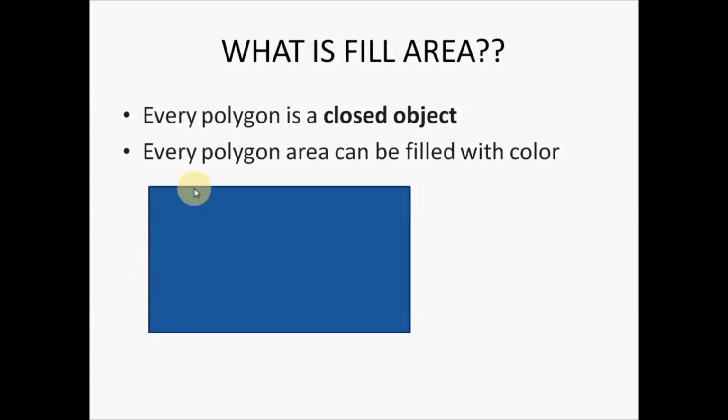The area of every polygon can be filled with a color, a texture, or a pattern. But in this example, my algorithm only supports filling the area of the polygon with color. So this algorithm is mainly used to fill my polygon with color. Here you can see I filled my polygon with blue color. So understood, guys? Every polygon is a closed object, every polygon has an interior, and that polygon interior can be filled with color.